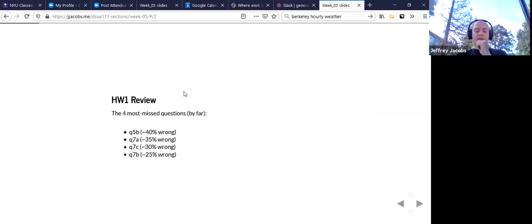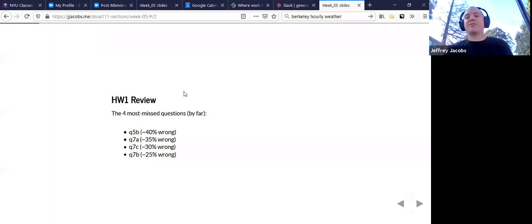For homework 1, we have been told that we can go over a few of the questions, but then we need to hit all the pandas topics. So the 4 most missed questions: I went last night and calculated the most missed questions, because again, I can't go through all of them. If you have individual questions that aren't one of these, we'll have to do it in office hours or Piazza or email. But these are the 4 most missed questions, and it works out because one of them is question 5B, and the rest are all question 7. So let me go through those.